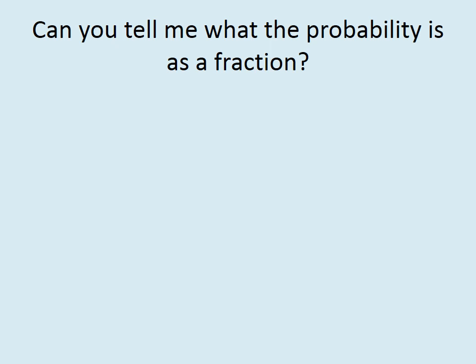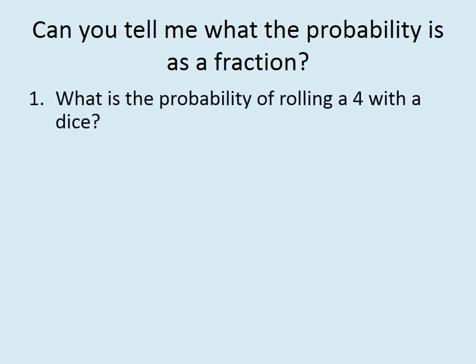Now, can you tell me what the probability is as a fraction? Number 1, what is the probability of rolling a 4 with a dice? In a dice, we have how many numbers? 6 numbers. 4 is 1 out of 6. So we write it as a fraction, 1 out of 6. The probability of rolling a 4 with a dice is 1 out of 6 numbers.